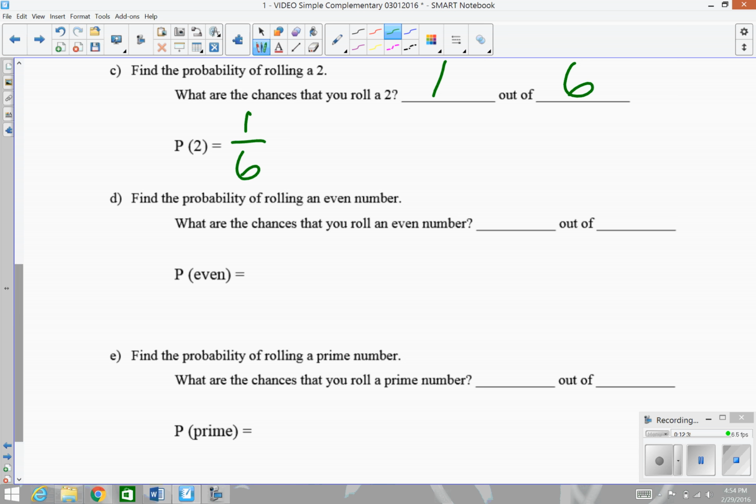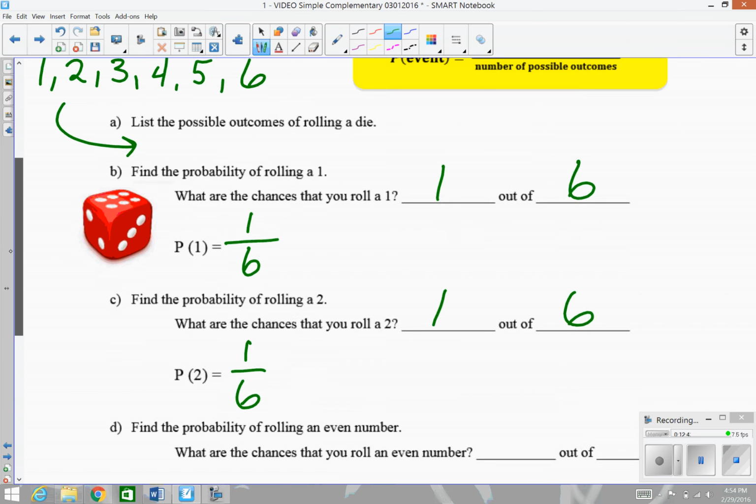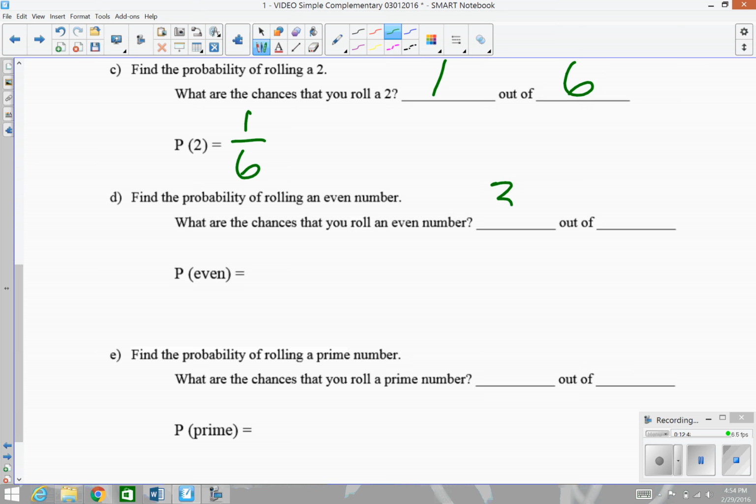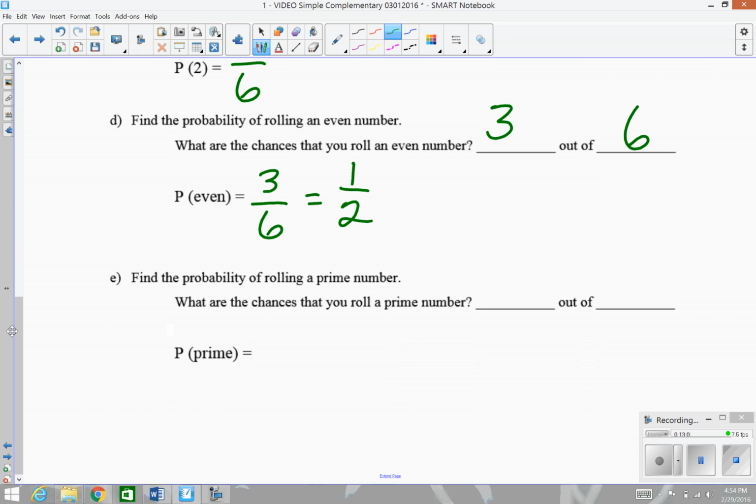Probability of rolling an even number. Well, how many even numbers on a die? 1, 2, 3 out of 6. So probability of getting an even is 3 out of 6, which simplifies to 1/2. And then prime numbers. Be careful on a die. Those are 2, 3, and 5. So there's also 3 prime numbers out of 6 numbers. 3 out of 6 is 1/2. And finding probability of a simple event is really that easy.